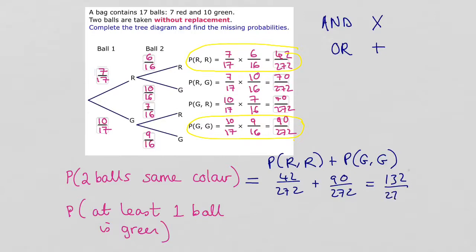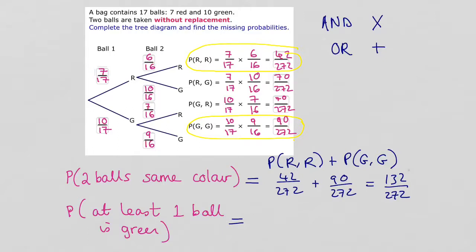132 over 272. And I probably would simplify that down at the very end. I haven't got a calculator with me, so I can't have a go at doing that right now. I know I could divide by 2, but maybe that's something you can finish off for me.